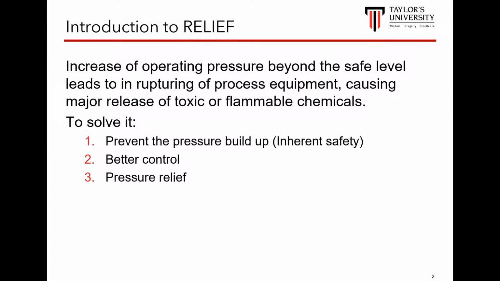Even though there are many safety precautions within a chemical plant, equipment failures or operator errors can cause an increase in process pressure beyond a safe level. If the pressure goes too high, it may exceed the maximum strength of pipelines and vessels, and this can result in rupturing of the process equipment, causing a major release of toxic or flammable chemicals.